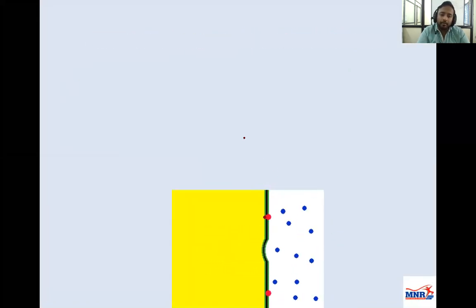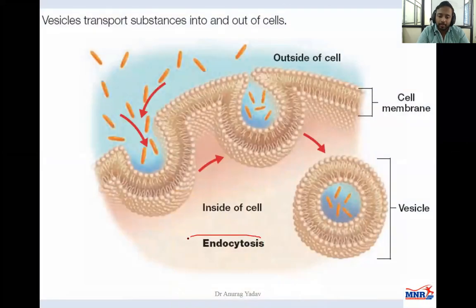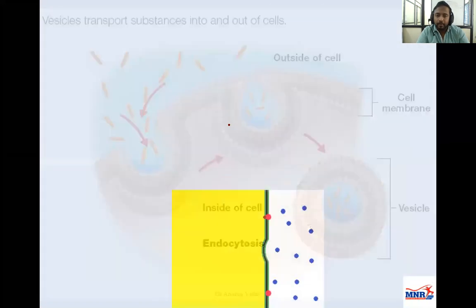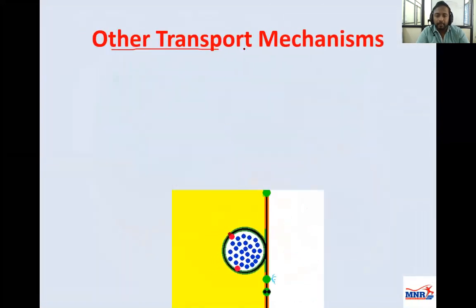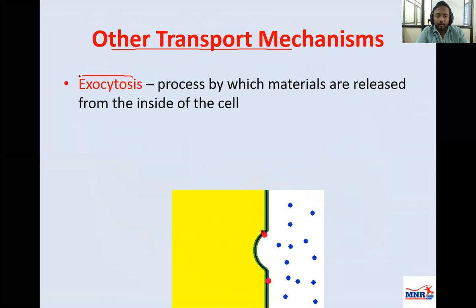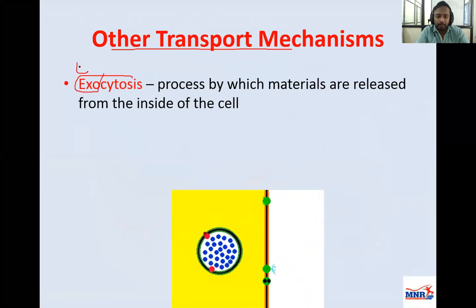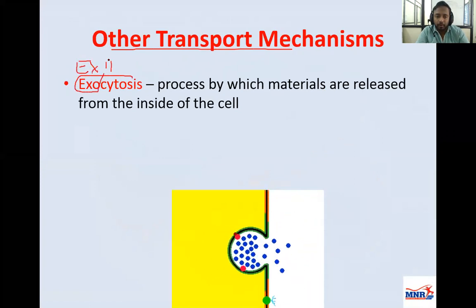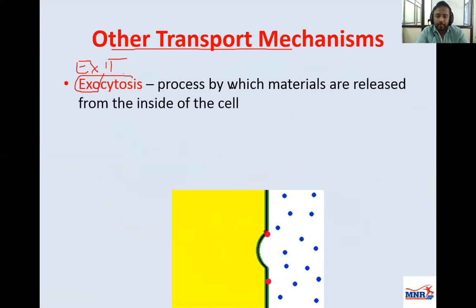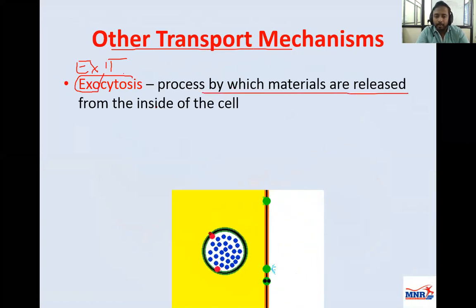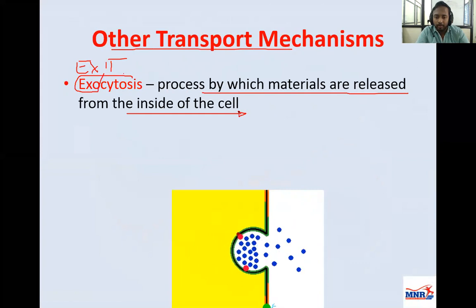Now, till now, what we have seen is endocytosis, which means taking the component inside the cell. One more mechanism is exocytosis. Exo means exit. You are showing exit to the components outside the cell. That is the process by which materials are released from inside the cell to outside the cell.